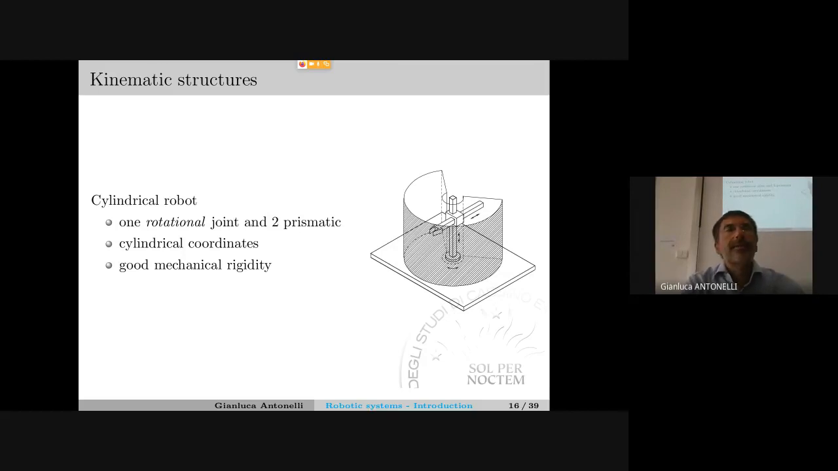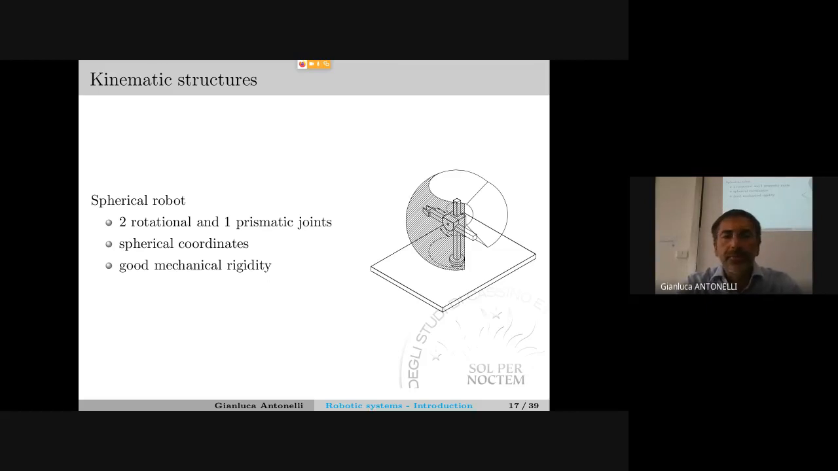This is defined as cylindrical robot. If you look here, the cylindrical robot, the first joint is rotational. It makes this rotation. Then I have a prismatic and then another prismatic. It has good mechanical rigidity.